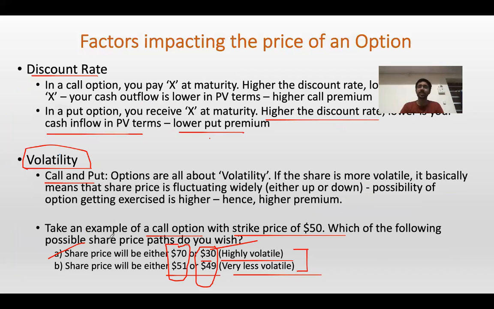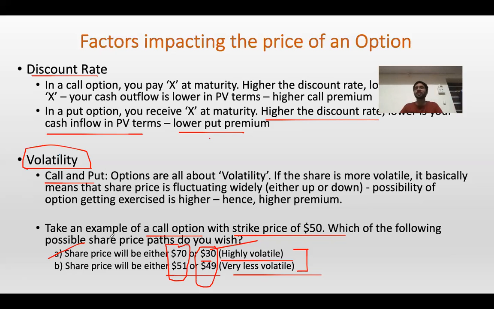Next, discount rate. For the discount rate, there are two logics. One logic I will explain at the time of the replicating portfolio. The second logic is what we saw over here. In the case of a call option, the strike price is a cash outflow, right? So the present value is going to be lower. The discounted cash outflow is going to be lower today if the discount rate is higher. So you will like this call option, and hence this call option is going to demand a higher premium. So the higher the discount rate, the higher the premium.